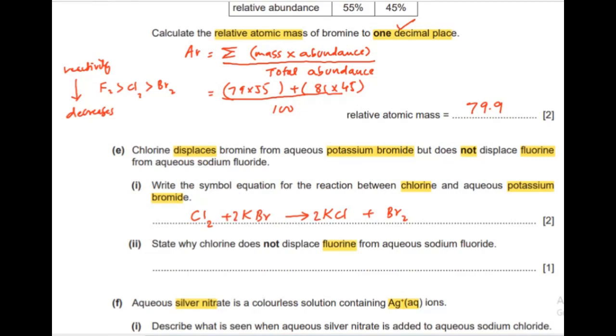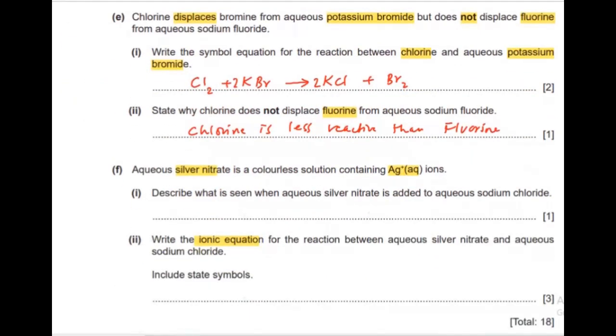State why chlorine does not displace fluorine from the aqueous solution of sodium fluoride. As I have already mentioned, the reactivity decreases from top to bottom. So chlorine is less reactive than fluorine, and that's why it cannot displace fluorine from its aqueous solution. We can say that chlorine is less reactive than fluorine. Or you can say that fluorine is more reactive than chlorine as well.